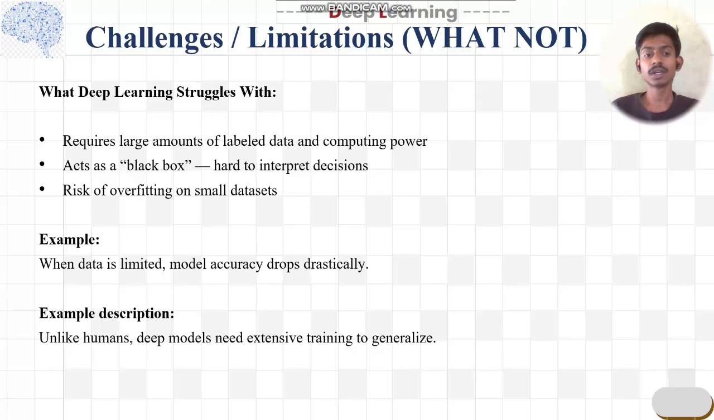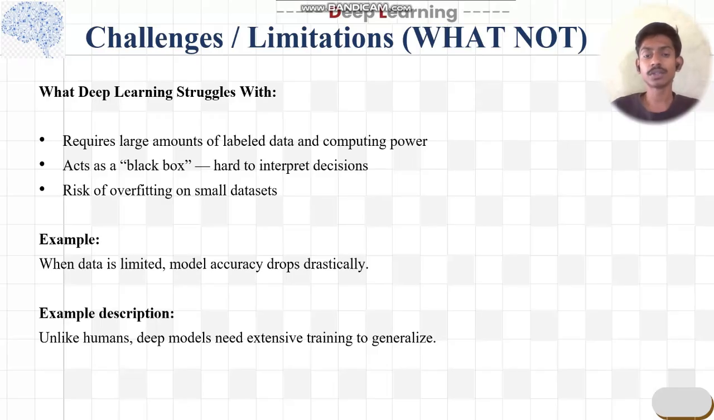And then there is again a challenge of acting as a black box. Even though the model gives us responses to our queries, the model fails to give an explanation of how it came up with that decision or response, right? So that becomes a response mechanism without much understanding. So that is one limitation.